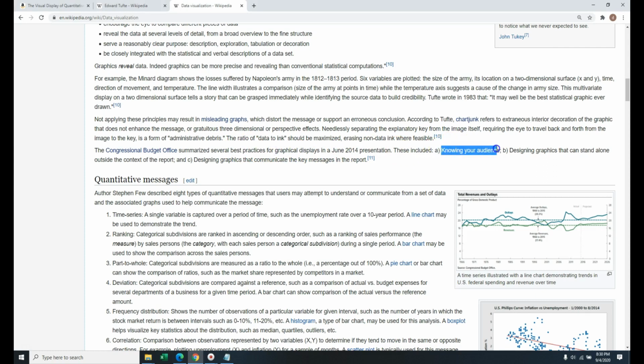Know your audience. That's actually very important. Design graphics that can stand alone outside the context of the report. So when you look at the chart, it should tell you the story. You don't have to go back to the report and see the numbers and understand the story. No, the chart should speak by itself. And then the third, design graphics that communicate the key messages in the report. So you would like the chart to give you the main ideas.